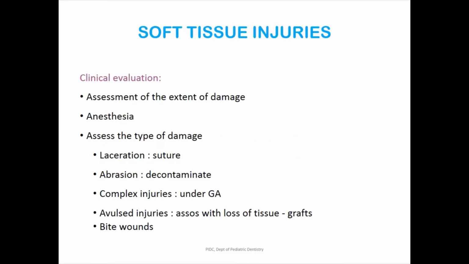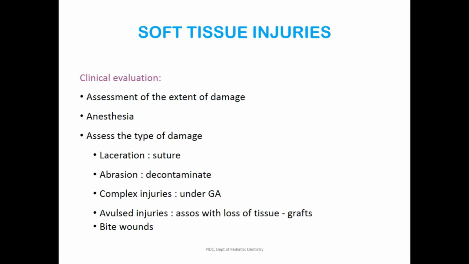Next, how do we assess or evaluate any soft tissue injuries? Clinical evaluation is done to assess the extent of injury or the damage, whether the damage is a minor type or a major type. Then we need to assess the type of damage. Is it a laceration, abrasion? Is it a complex type of injury? Is it a bite mark or avulsion type of injury?